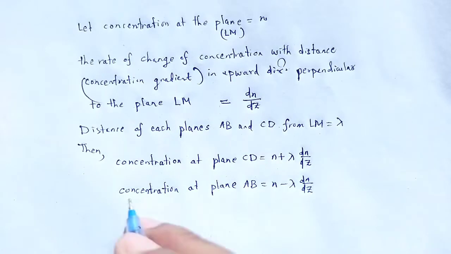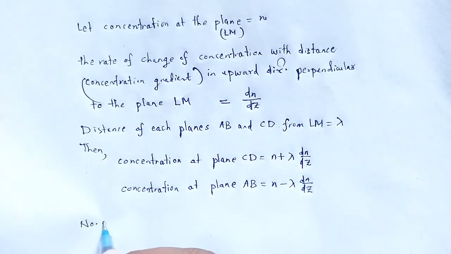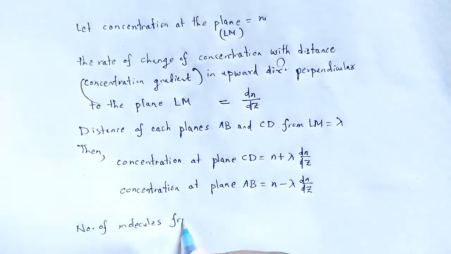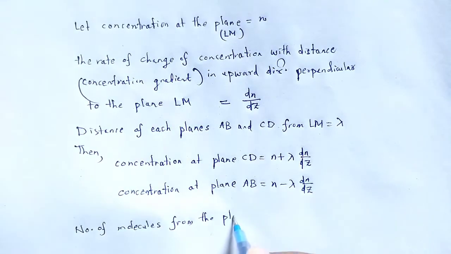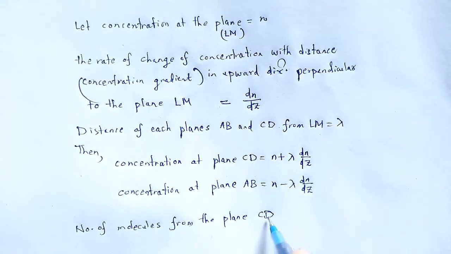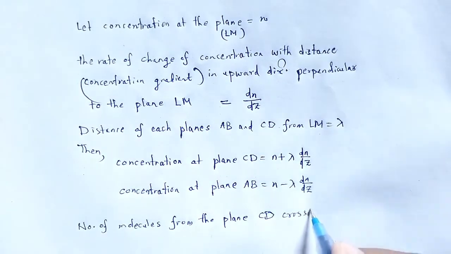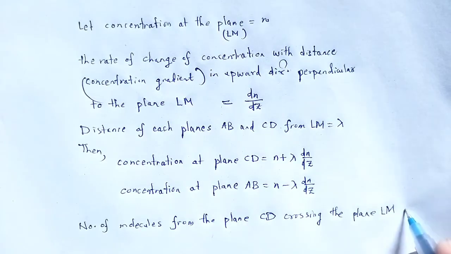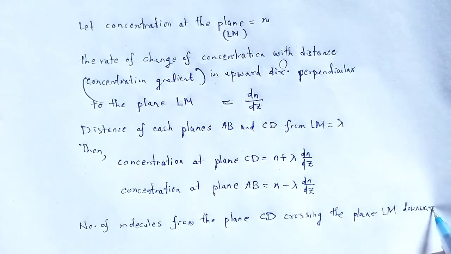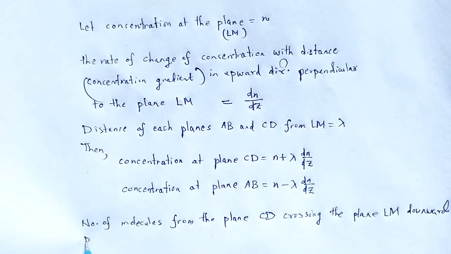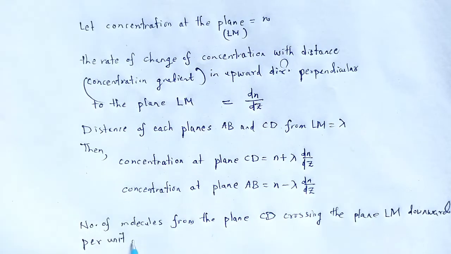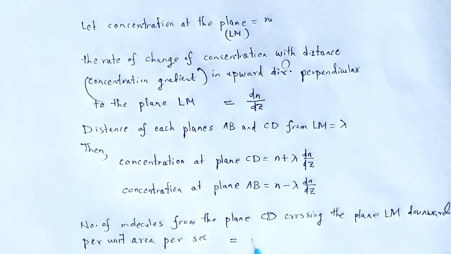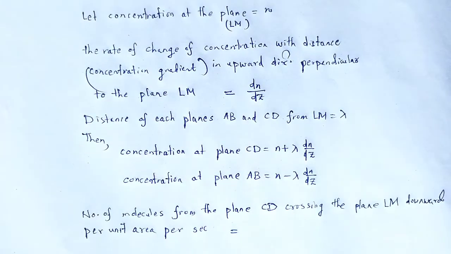Now the number of molecules from the plane CD crossing the plane LM downward per unit area per second is equal to, here look at one thing.